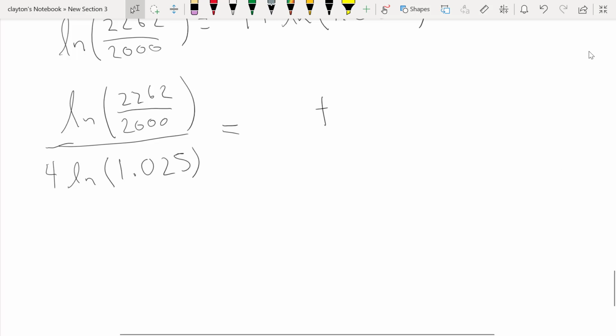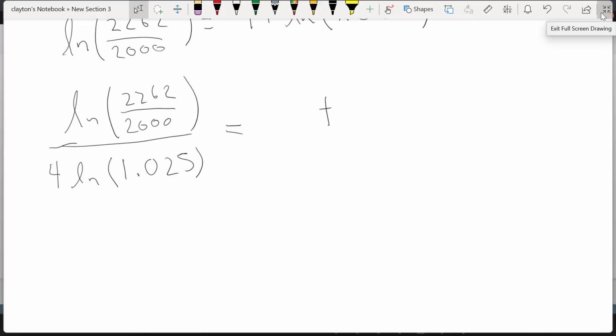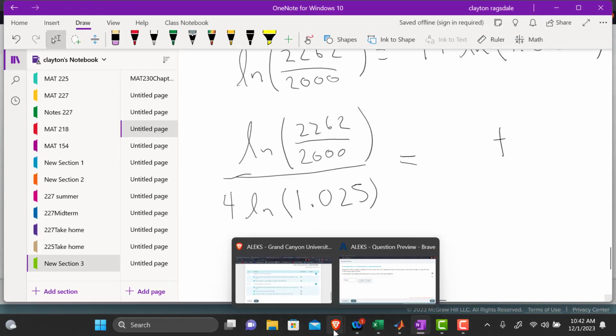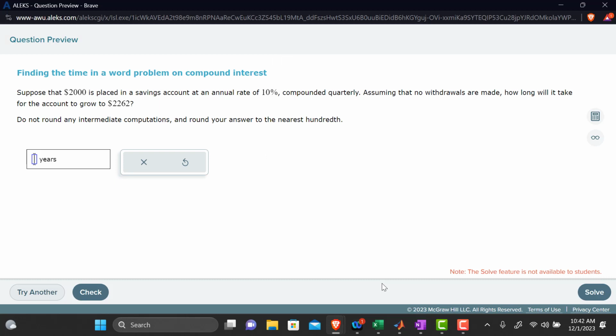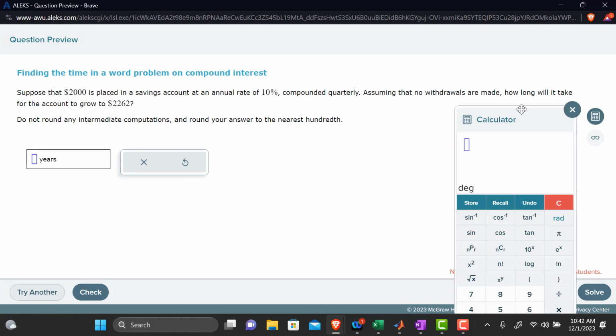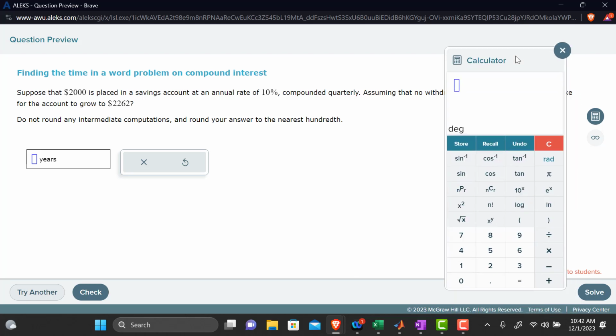So I just need to type this into the calculator. We have natural log, and then we have 4 and our interest rate. Let's see if I can remember all that. Where is our natural log? Natural log 2262 divided by 2,000. So that was our first thing. We're just going to push equals.